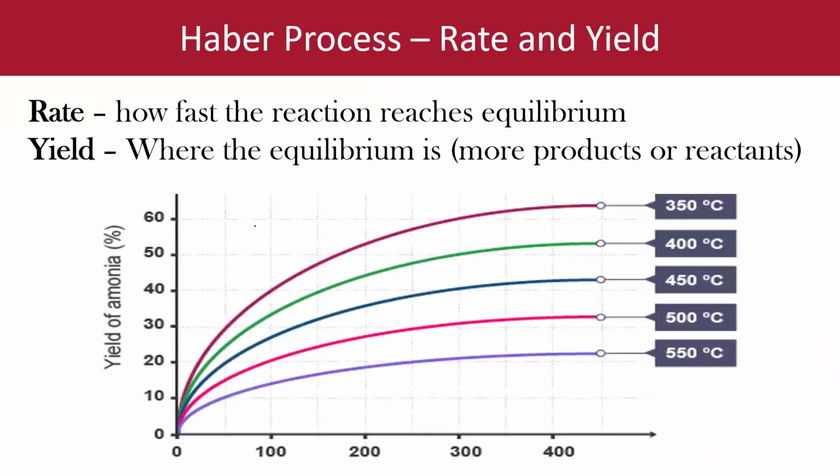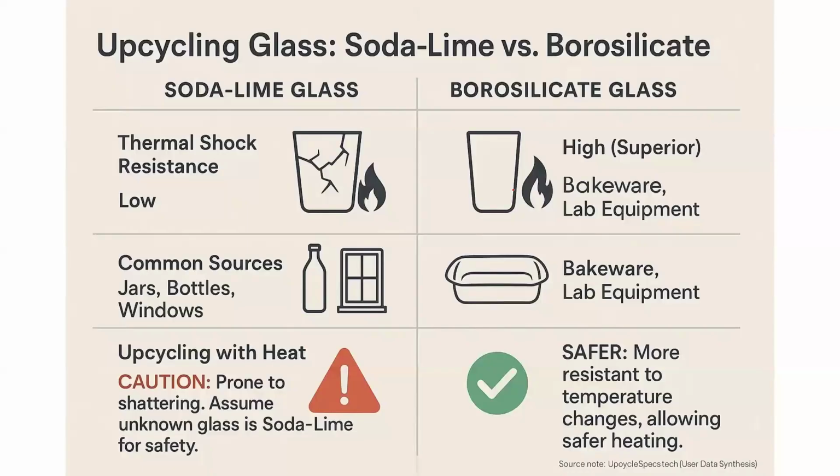Right, so there then are the graphs for it, which show that the colder it is, the more you get. So obviously all the conditions we've talked about are a comparison to reduce the amount of costs. If you put it up above 200 atmospheres, then you would make more product, but the cost is a lot higher.